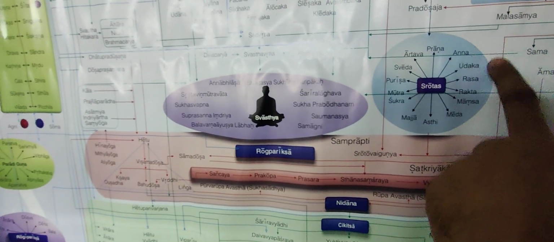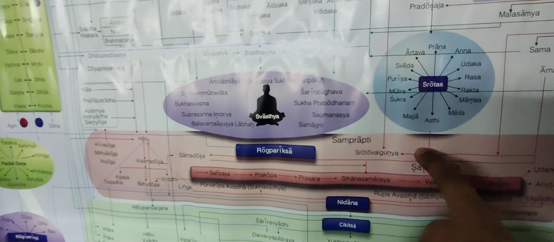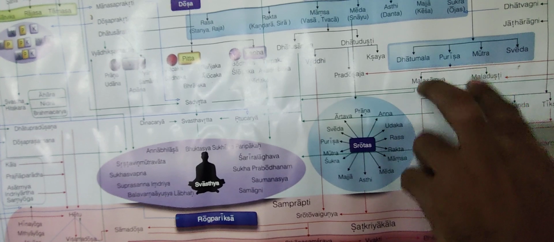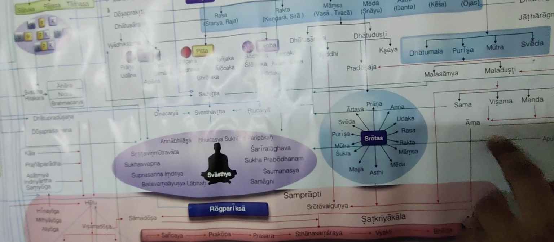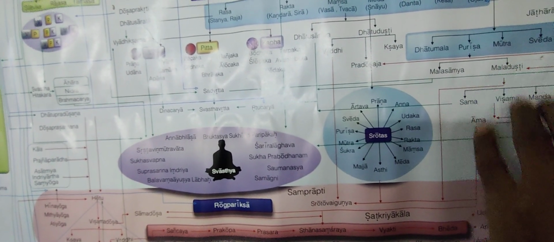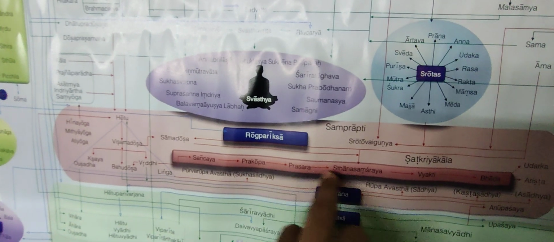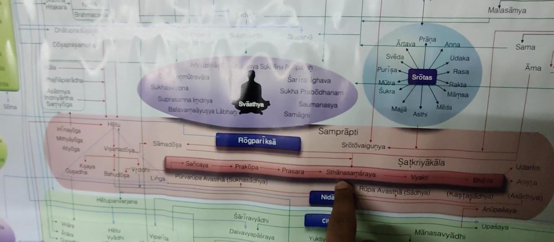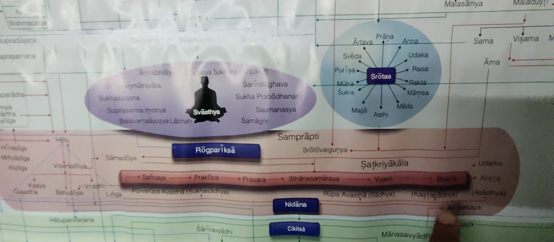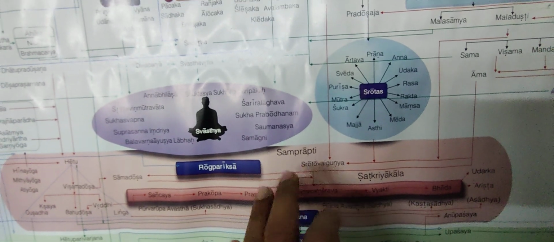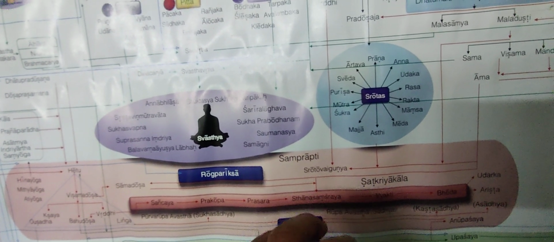There are multiple directions through which it is reaching here, either from the srotas or from this particular malasamya or maladushti, also sama, vishama and manda, tikshna kind of things. So shat kriya kala comes here: the sanchaya, prakopa, prasara, sthana samshraya, vyakti and bheda. So Shatkriya Kala and manifestation to disease.